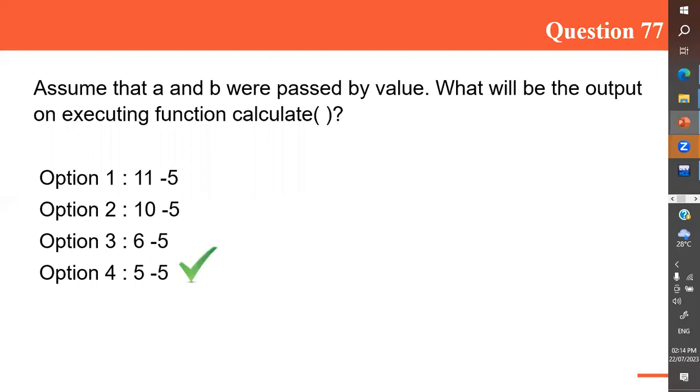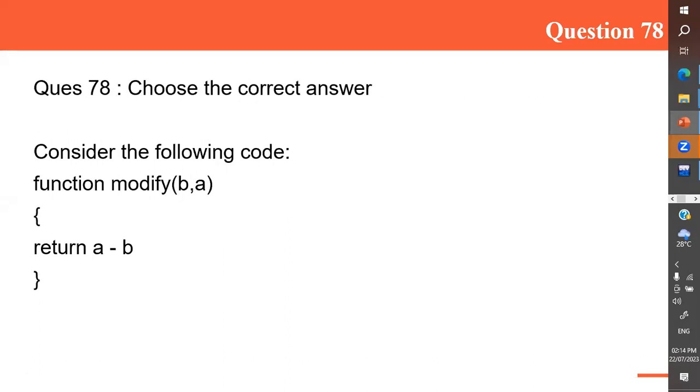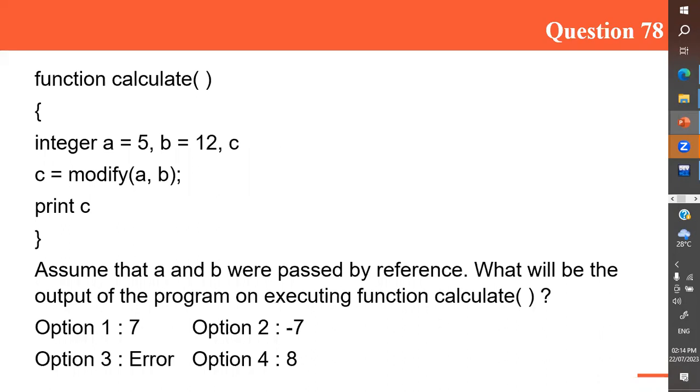Going for the next one. Let's try. Similar question, but here, see it carefully. We are taking modify of b comma a, return a minus b. Okay, b comma a, return a minus b. Similar program, but not the same. Just see it carefully. Now, a is 5, b is 12, c is not initialized, c is equal to modify of a comma b. Passed by reference here. What will be the output? They are asking only the c value. So whether it is passed by reference or passed by value, does it affect us? What will be the output?